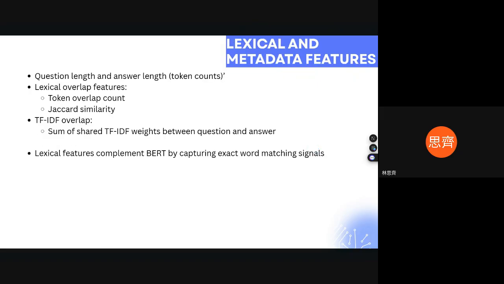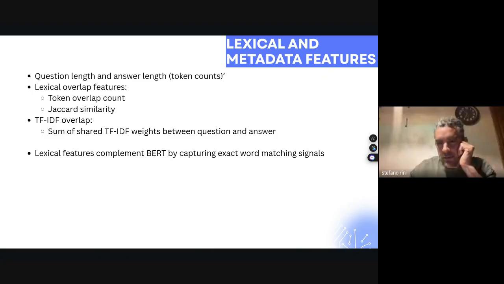In addition to semantic features, we also include several lexical and metadata features. These include question and answer lengths, token overlap count, Jaccard similarity, and TF-IDF overlap between the question and the answer. These features capture exact word matching signals, which are often important in information retrieval and complement BERT semantic representations.